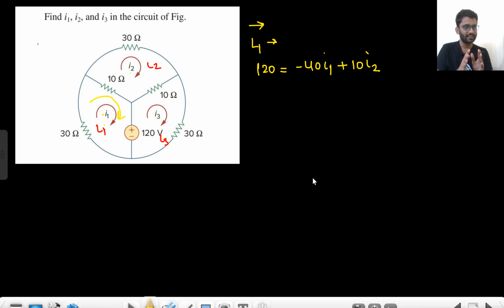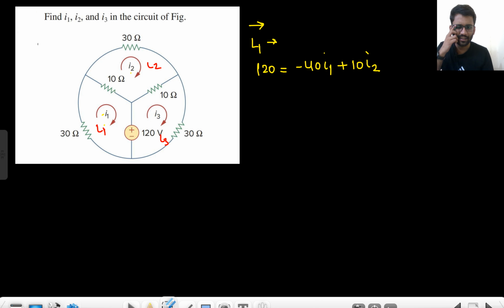If you don't understand this, no problem. Just write down the way that you used to write. Write down the value of current, mark the sign, then see the potential. What I am saying is that from the 120 volt battery, you would expect the current to flow like this. But I1 is flowing in the opposite direction, through 10 and 30 ohm, so minus 40 I1. I2 is flowing in the same direction, so plus 10 I2. Got it?